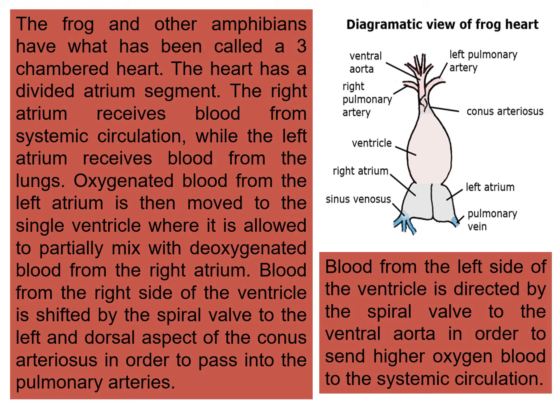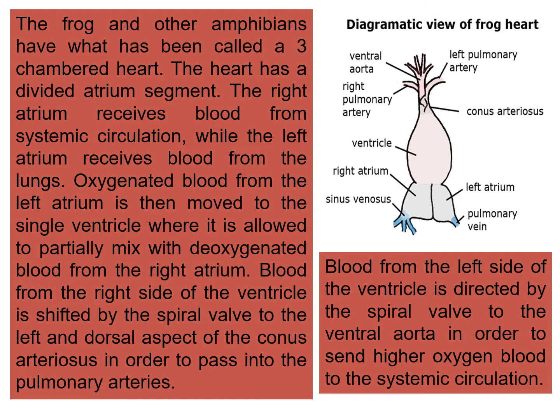The frog and other amphibians have what has been called a three-chambered heart. The heart has a divided atrium. The right atrium receives blood from systemic circulation, while the left atrium receives blood from the lungs. Oxygenated blood from the left atrium is then moved to the single ventricle, where it is allowed to partially mix with deoxygenated blood from the right atrium.